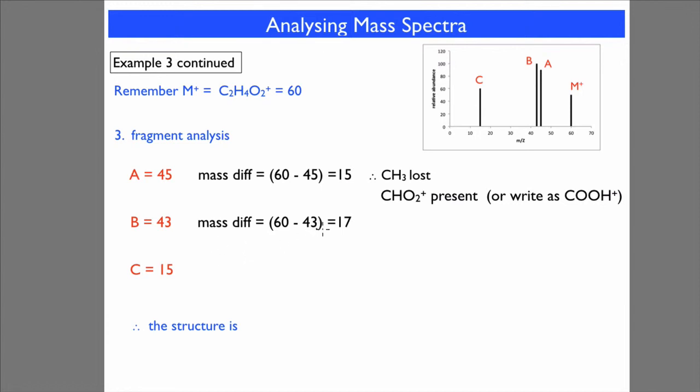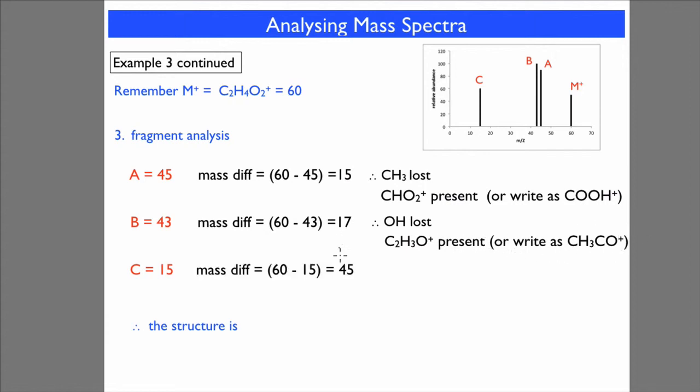The next peak is 43, so we've lost 17. That will be an OH group. C2H3O+ is present. Again, we could write it differently like this. And here, the peak at 15. We lost 45, which is the COOH group. The CH3+ is present.